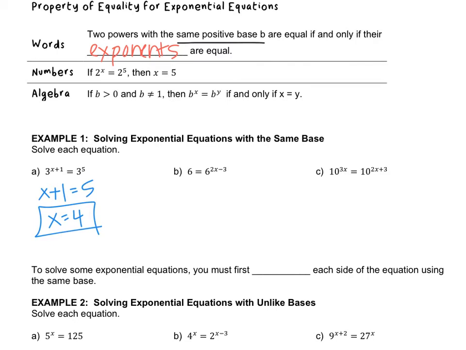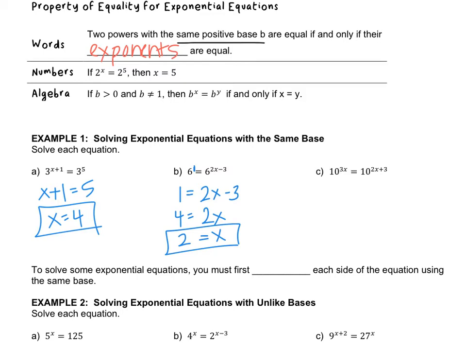Now, when we look over here at letter B, this first piece doesn't have an exponent, but remember that if it doesn't have an exponent, it's a 1. So that means that 1 equals 2x minus 3. And so then you solve, and you get x equals 2. And again, you can plug that in, and you can check to see that you got the same number.